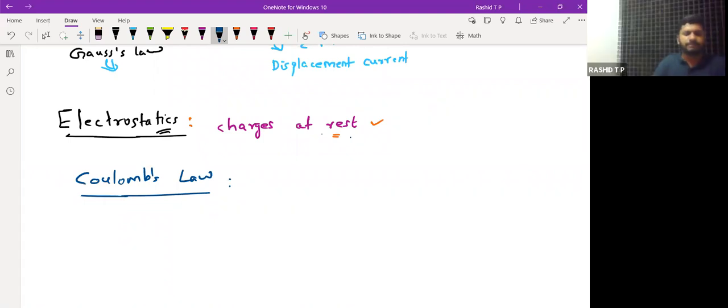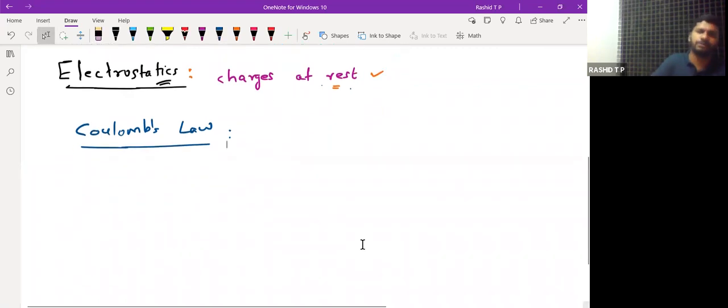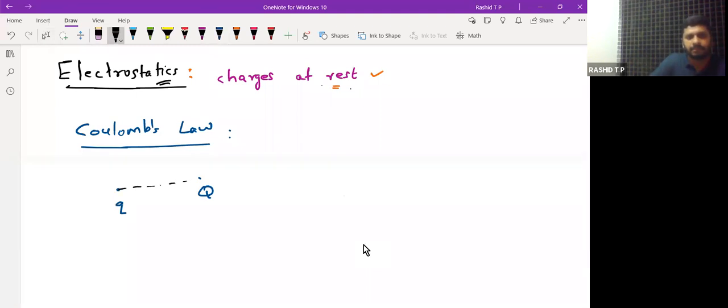Coulomb's law is nothing but the force of attraction or repulsion between two charges. It is a force of attraction and repulsion between two charges, a charge q and another charge capital Q. If they are separated by a distance r, then the force between them is represented by 1 by 4 pi epsilon 0 qQ divided by r square.